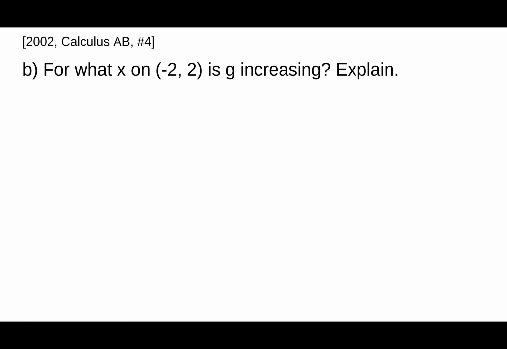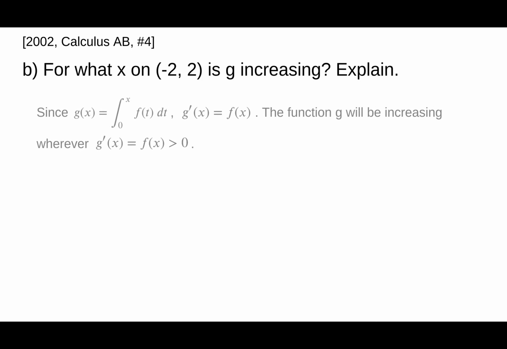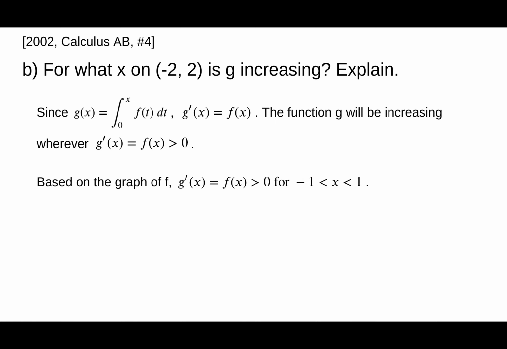In part B, we are asked for what values of x on the interval from negative 2 to 2 our function g is increasing, and to provide a sufficient explanation. Since g of x is defined to be the integral from 0 to x of f of t dt, g prime of x is simply f of x. The function g, then, will be increasing whenever g prime of x, which is equal to f of x, is greater than 0. So really we're just looking at the graph of f and trying to determine where f is greater than 0. Based on the graph provided of f, g prime equals f of x is greater than 0 whenever x is between negative 1 and 1.